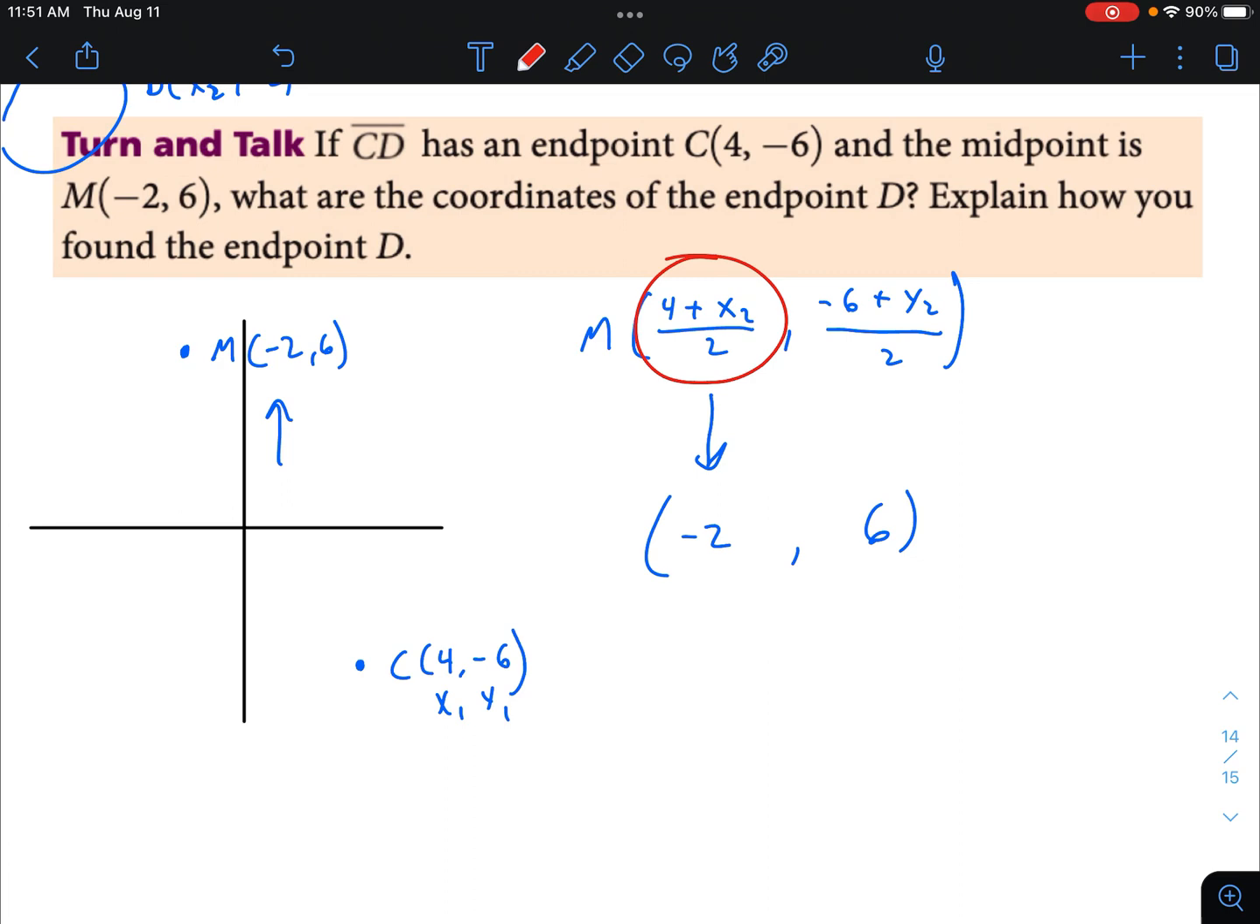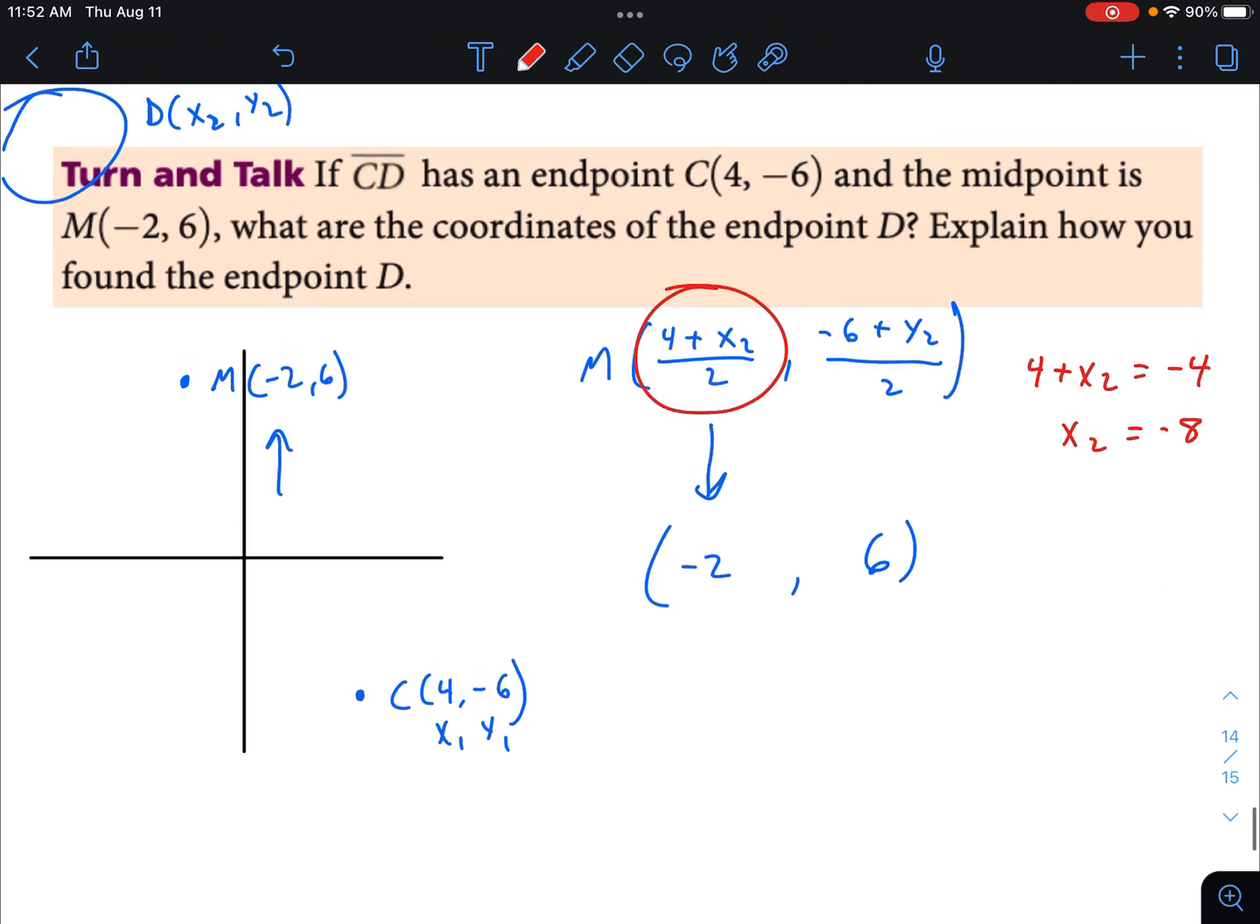-4 divided by 2. So my question would be, how can I make that 4 plus x2 equal -4? What would I have to add? What would x2 have to be? And the answer is it would have to be -8. So my x2 is going to be -8.